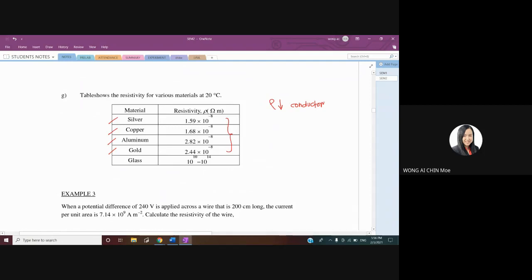The resistivity, if you look here, is on the order of 10 to the power of -8. This means that for these four materials, the current will flow through very fast because they are conductors with very low resistivity. Whereas for glass, it is 10 to the power of 14. This is an insulator, so the resistivity is very high, meaning the current does not pass through easily.